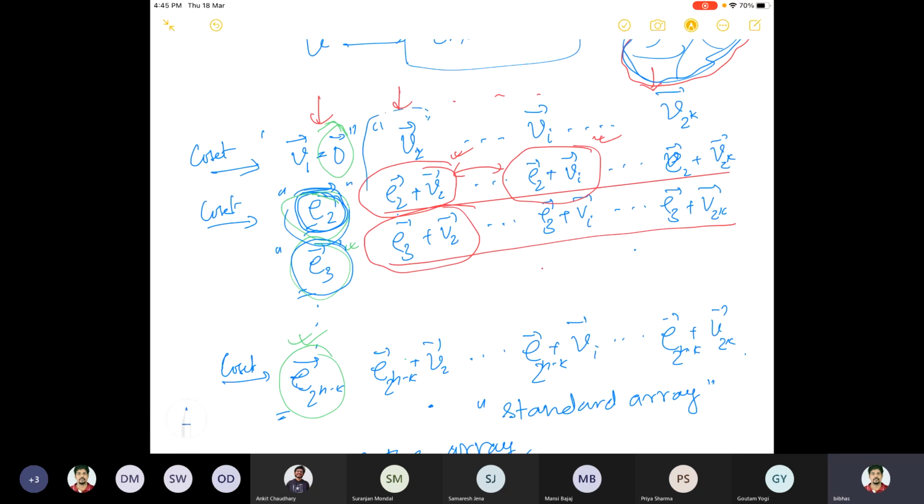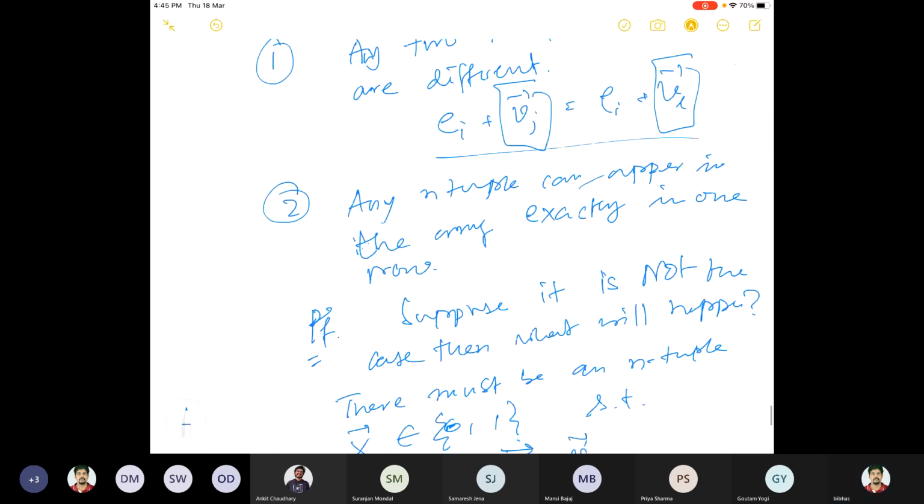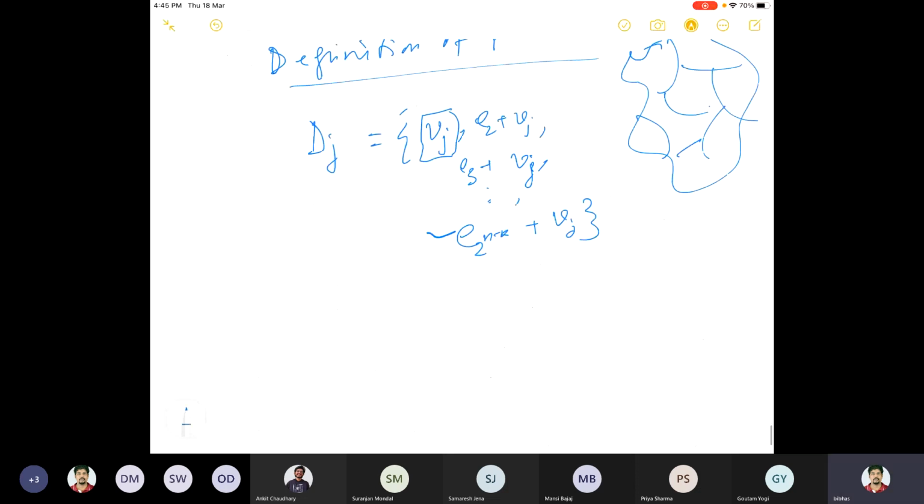So basically I'm picking the columns here as my partition. So I have this partition DJ. Therefore, there are 2^k classes or sets in the partition.